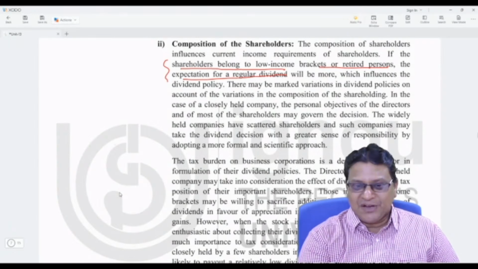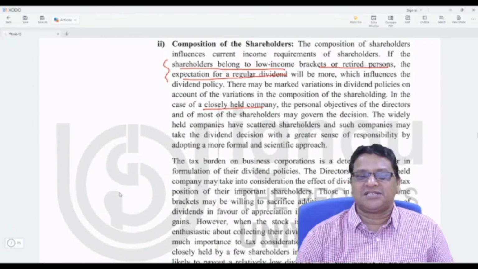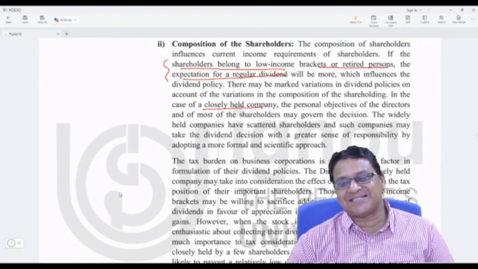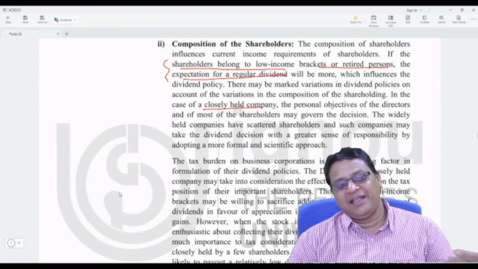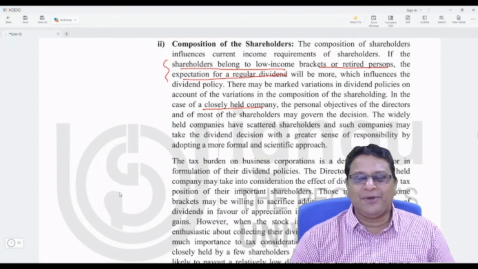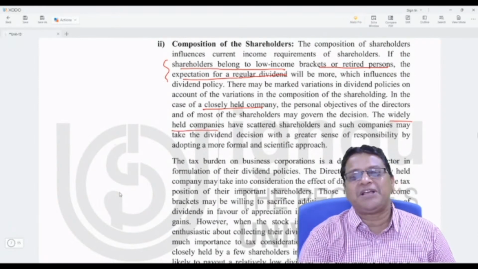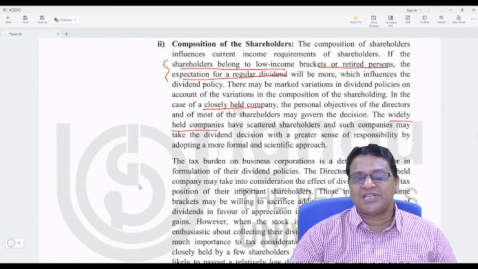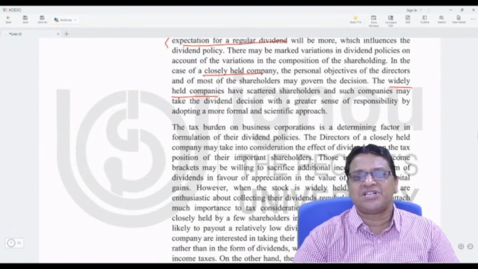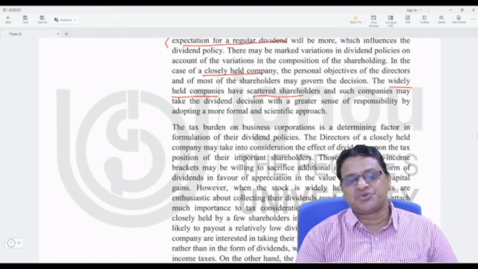If your company is a closely held company, family run companies, where the number of shareholders is less, in that case a different type of dividend policy is to be taken. But if your company is a widely held company, like in case of a listed public company, where shareholders are many, shareholders are scattered, a separate dividend policy is to be designed.